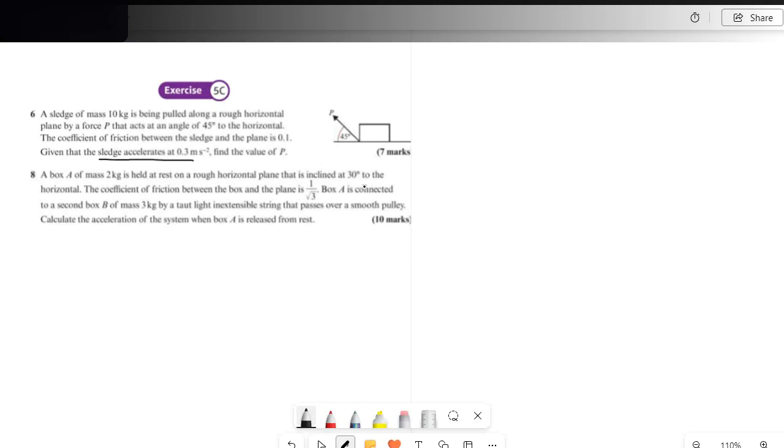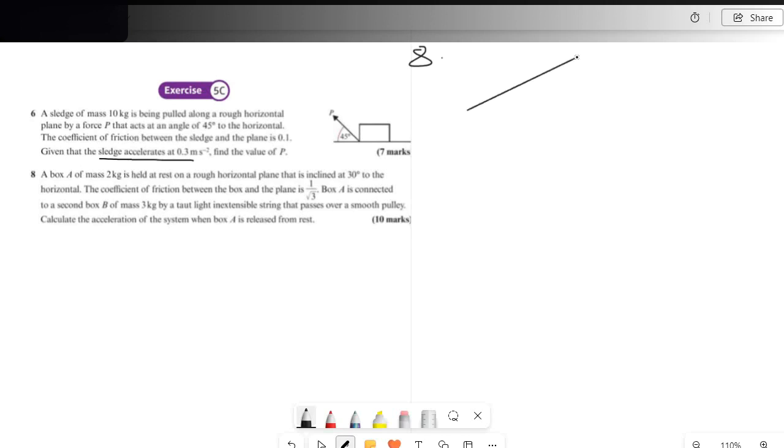For number 8, a box A of mass 2 kg is held at rest on a rough horizontal plane that is inclined at 30 degrees to the horizontal. The coefficient of friction between the box and the plane is 1 by root 3. Box A is connected to a second box of mass 3 kg by a taut, light, inextensible string that passes over a smooth pulley. So first we need to draw the scenario.